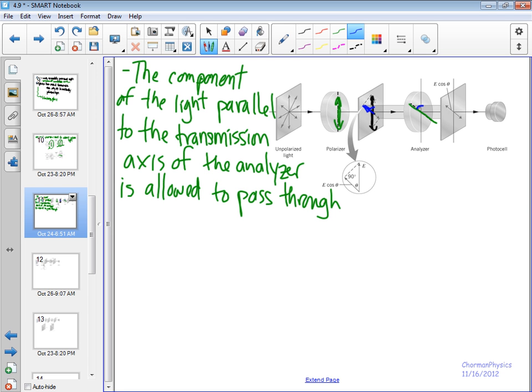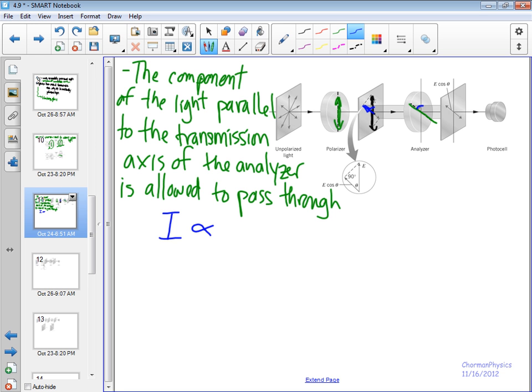That component in that little right triangle there, that's the part that's going to get through. So if this analyzer is at this angle theta right here, what we can find is that the intensity coming through is going to be equal to the original intensity times cosine of theta. And actually, hold on a second, I take that back, just really quickly.